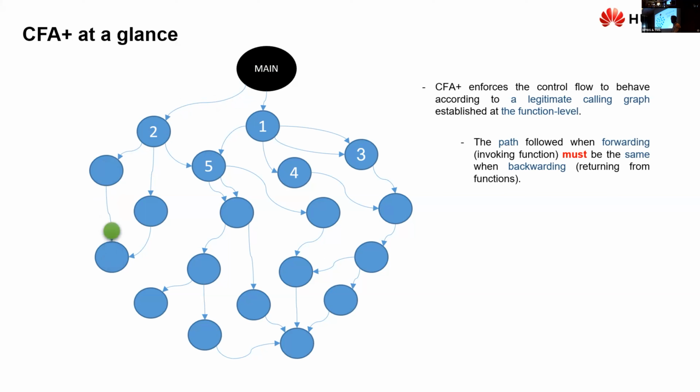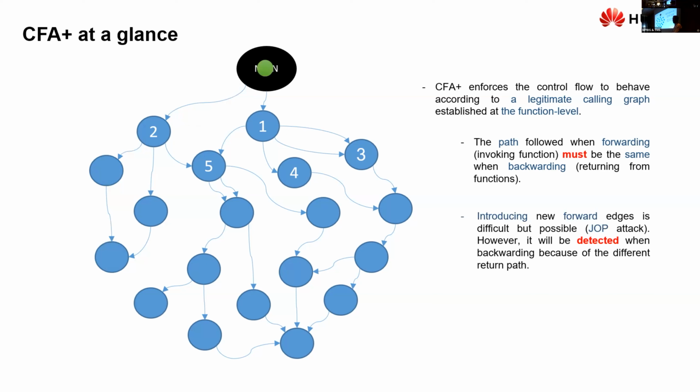When we return, a good program will return on the same path. Now, if an attacker would like to hijack the control flow, it would need to introduce some new forward edges, which is difficult but possible. This would be a jump-oriented programming attack. However, the scheme will detect the attack on the return path.